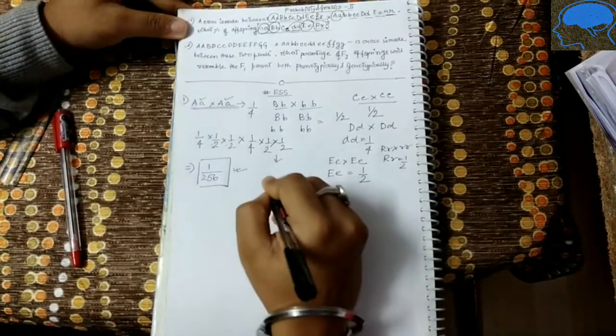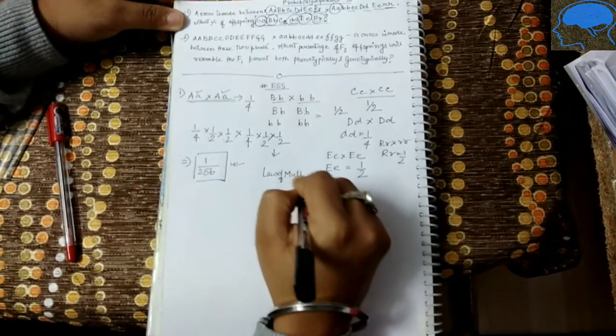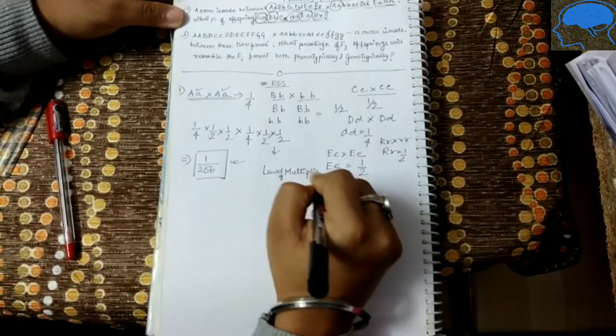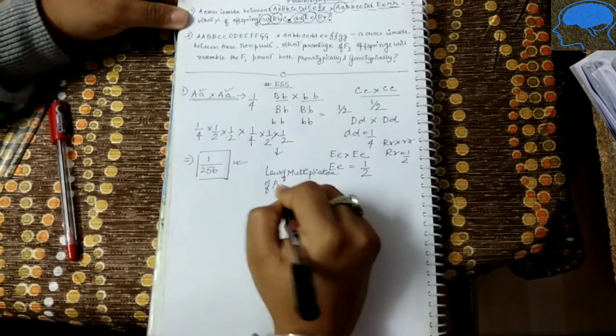This is an example of the law of multiplication in probability. Further videos will also contain the law of addition of probability.